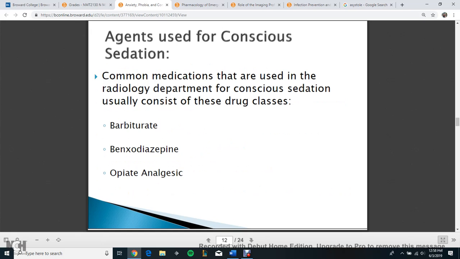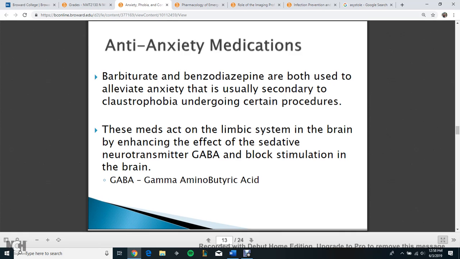Agents used for conscious sedation. Common medications that are used in the radiology department for conscious sedation usually consist of these drugs: a barbiturate, benzodiazepine, and opiate analgesic. Anti-anxiety medications. Barbiturate and benzodiazepine are both used to alleviate anxiety that is usually secondary to claustrophobia undergoing certain procedures.